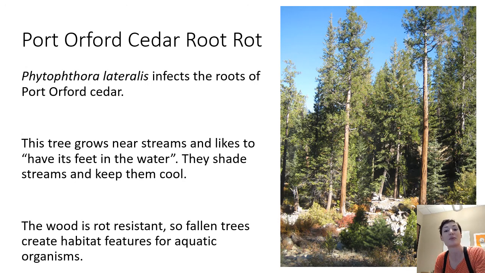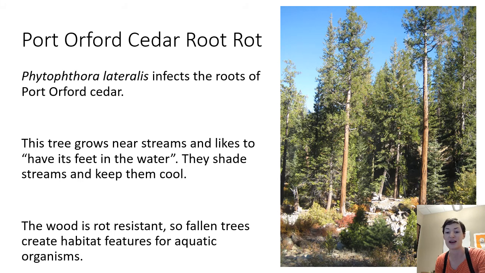Another important Phytophthora, particularly for this area, is Phytophthora lateralis. This infects the roots of Port Orford cedar. If you go to HSU, or if you want to learn more about this, Eric Jules is an ecology professor there, and he studies this disease. And so these particular trees, Port Orford cedars, are amazing trees.